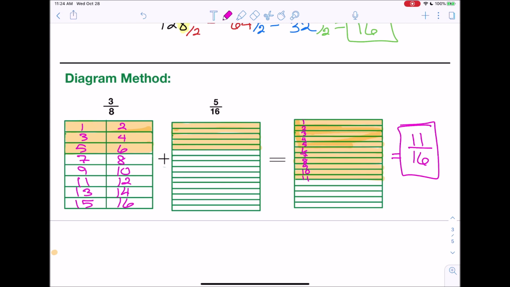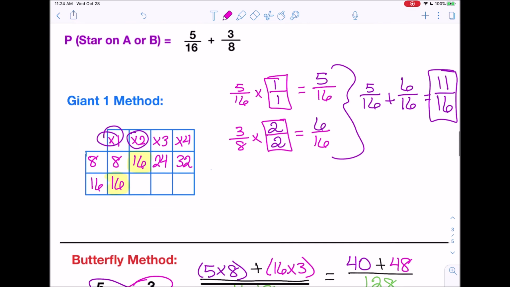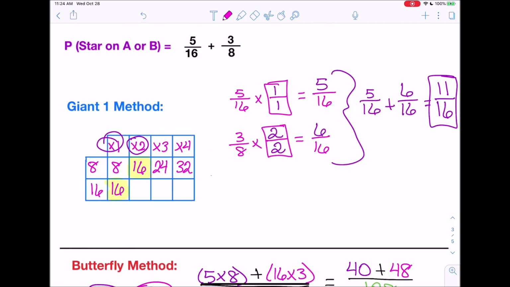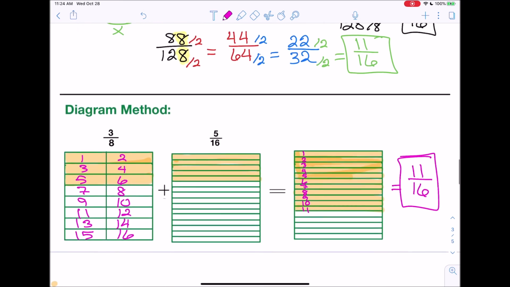Now, do you have to use the diagram method? Or do you have to use the butterfly method? Or do you have to use the giant 1 method? No, remember, I'm showing you different ways of adding fractions, right? I'm teaching you different tools you can use. It's your job to pick which tool works for you.